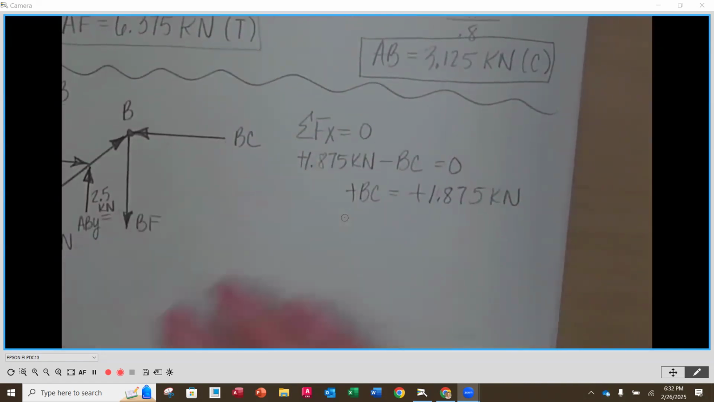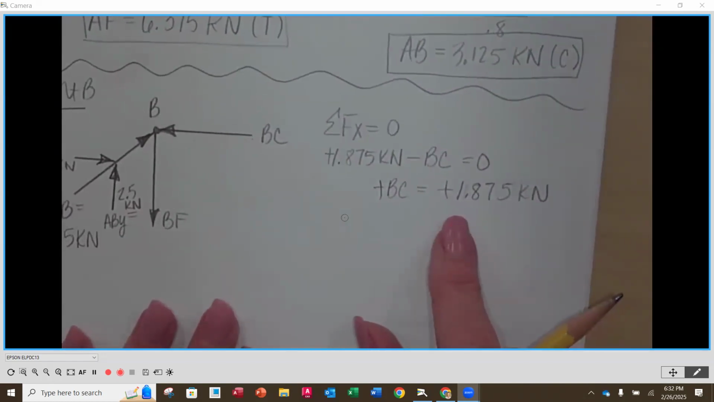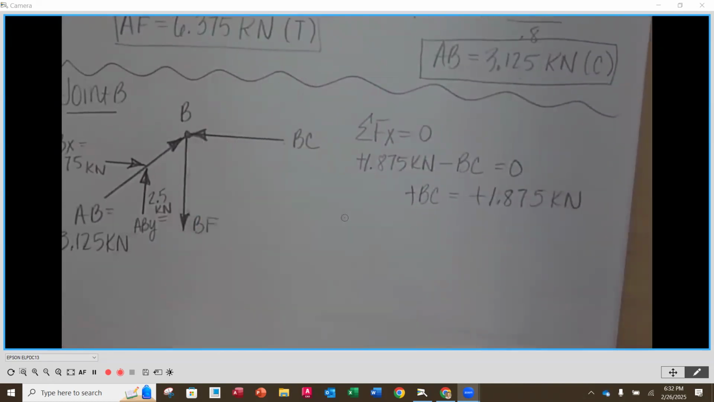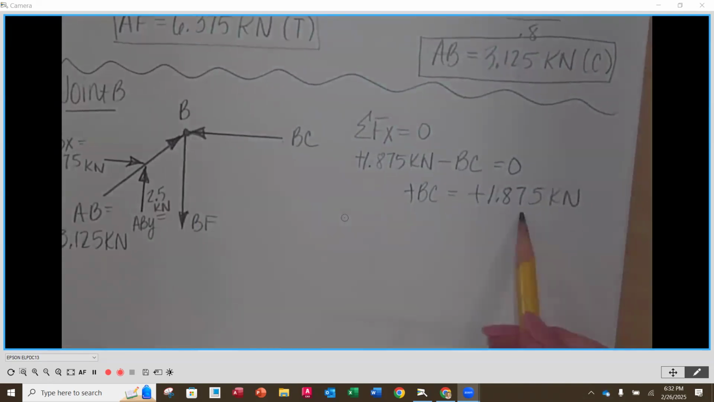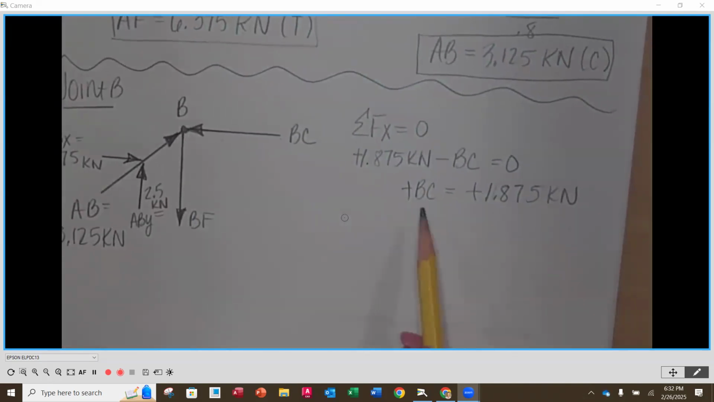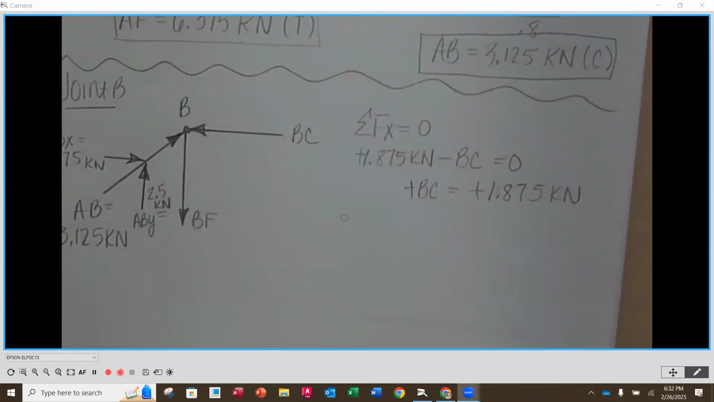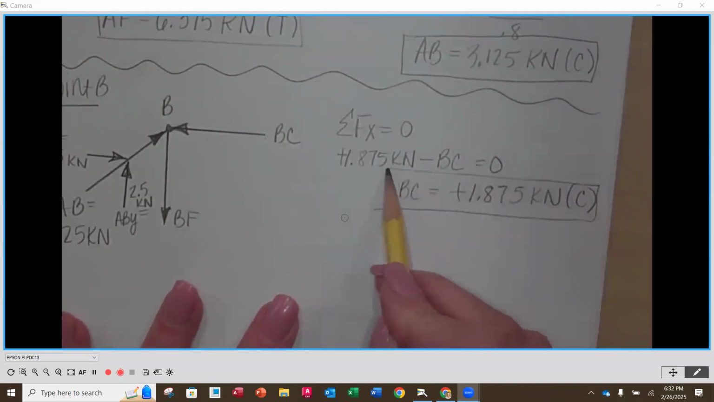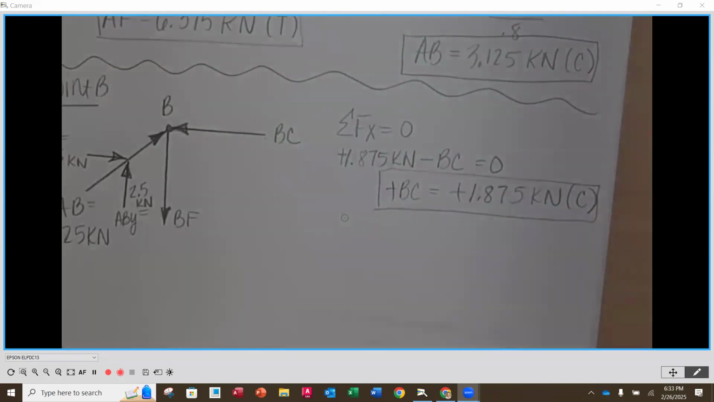Now, we assumed it going to the left. We ended up with a positive value as our final answer, which means that we assumed the correct direction. So don't change this direction. This is going in a negative direction, confirmed by the positive final answer. So since we have the magnitude of BC, which is one of our members, we now have to add, is it in tension or compression? It's pointing at the joint. Gabrielle says compression. I agree. So we're going to put a C in back of it, and we're going to put a box around it because that's one of the forces in our members.